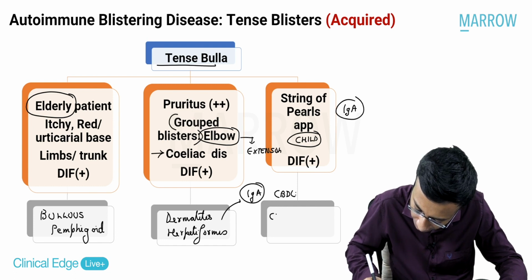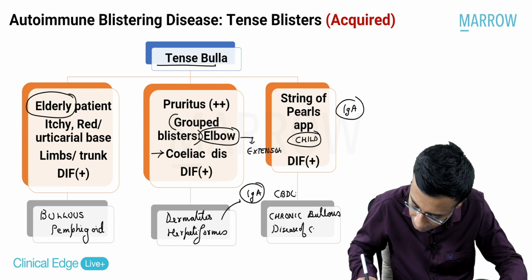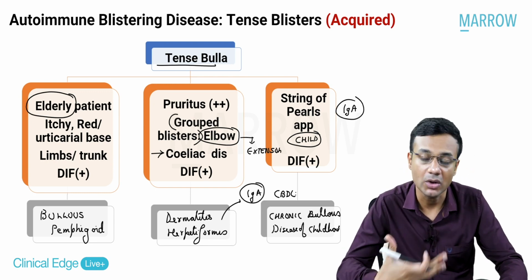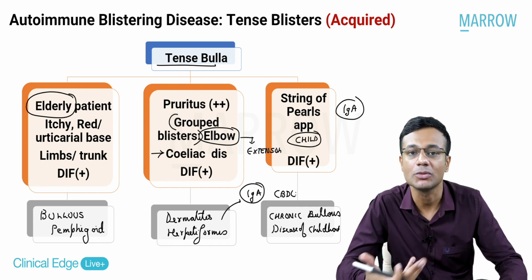CBDC stands for chronic bullous disease of childhood. So chronic bullous disease of childhood. So what we have to do, from now onwards, is remember the clinical history and the pattern that will help us to make a diagnosis here.